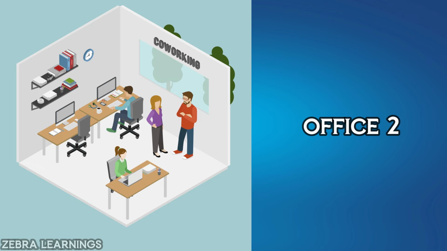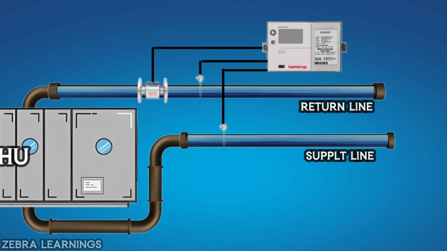Now let's calculate how much billing is coming for Office 2. Since there are very few employees in Office 2, much heat is not produced there. So, the chilled water entering the AHU at 6 degrees Celsius or 42.8 degrees Fahrenheit comes out at 9 degrees Celsius or 48.2 degrees Fahrenheit.